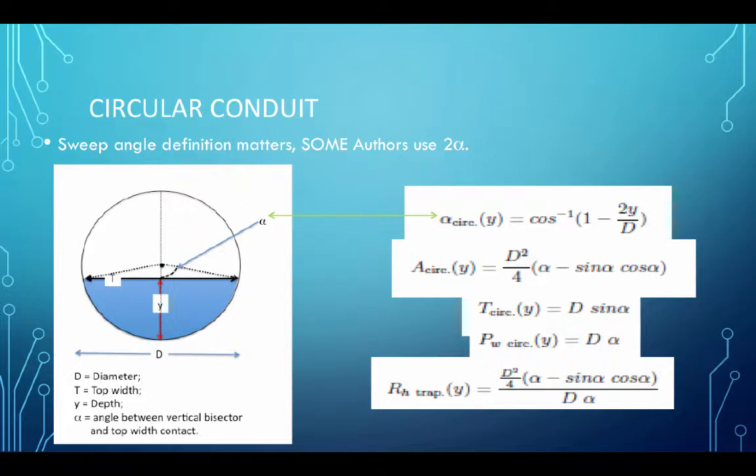The top width as a function of y is the diameter times the sine of alpha, where alpha is in radians, and the wetted perimeter as a function of y is the diameter times alpha, where alpha is in radians. The hydraulic radius, therefore, is the ratio of the area and the wetted perimeter, and that's d squared over 4 times the quantity alpha minus sine alpha cosine alpha, divided by d times alpha.